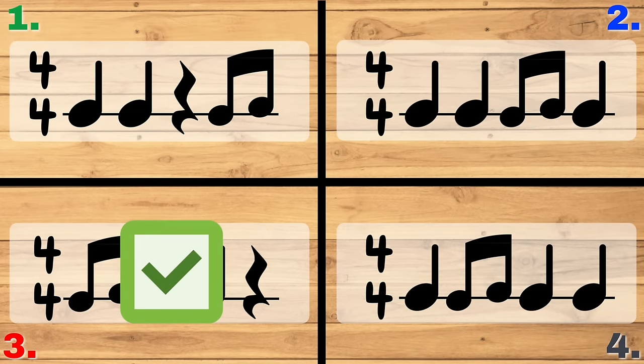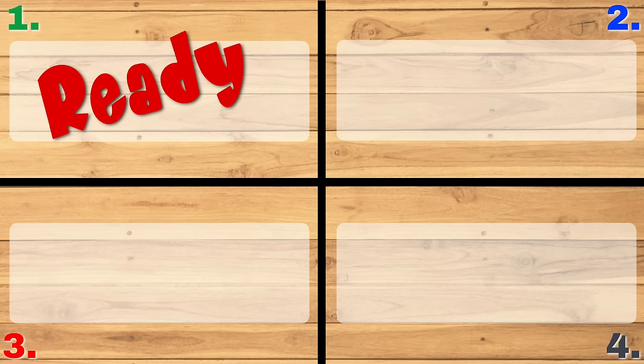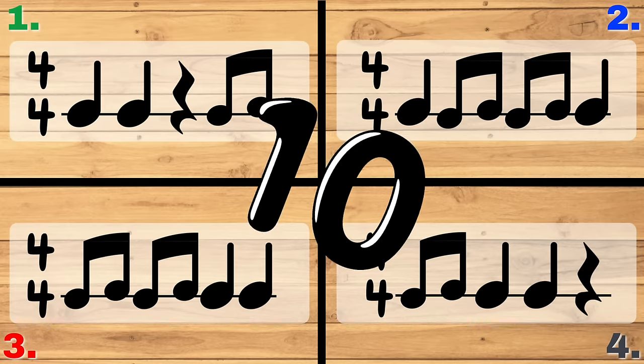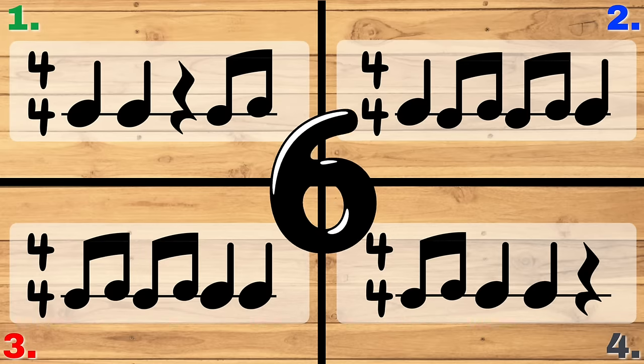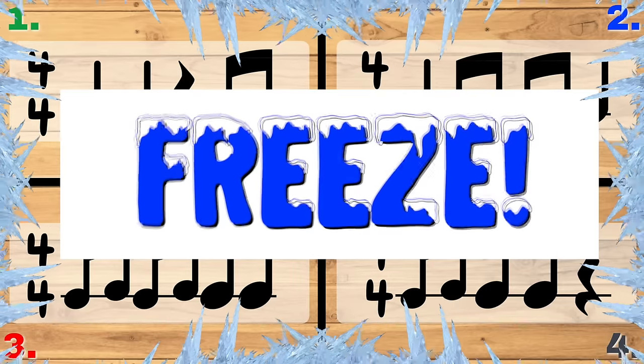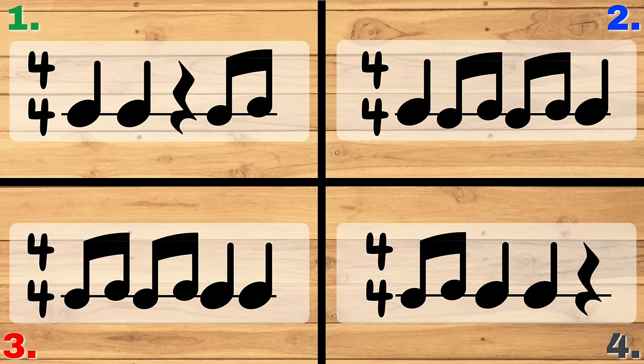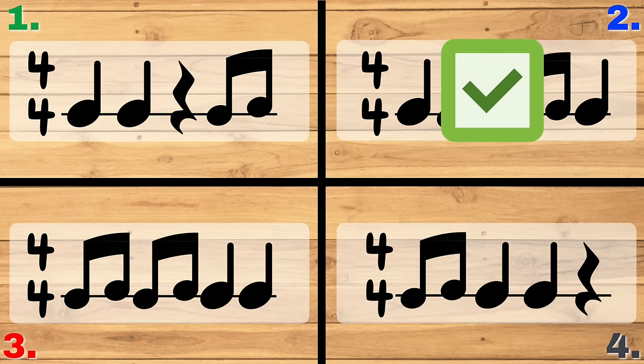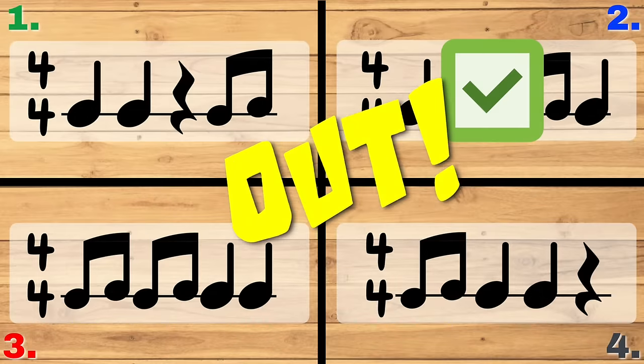Let's start the clock for the next round. Ready, set, go! Find corner 1, 2, 3, or 4. And freeze! Okay, here is the rhythm. Let's listen again. Show with your fingers which corner the rhythm is in. If you said this corner, then you are correct. Take a seat because you are out. Oh no!